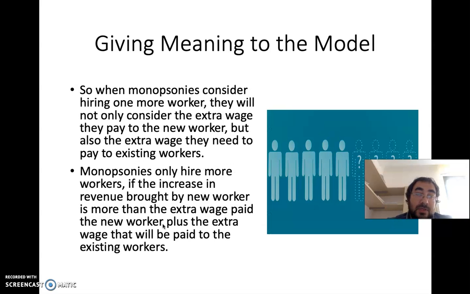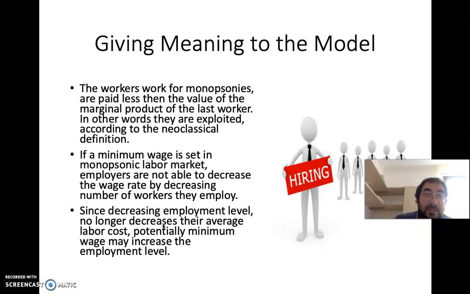When monopsonies consider hiring one more worker, they will consider not only the extra wage they pay to the new worker, but also the extra wage they need to pay to existing workers. Monopsonies only hire more workers if the increase in revenue brought by the new worker is more than the extra wage paid to the new worker plus the extra wage paid to the existing workers. The workers who work for monopsonies are paid less than the value of the marginal product of the last worker. In other words, they are exploited according to the neoclassical definition, not the Marxian definition.